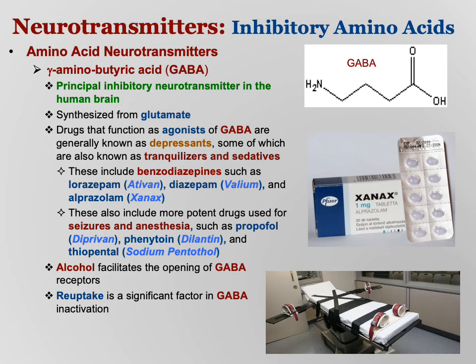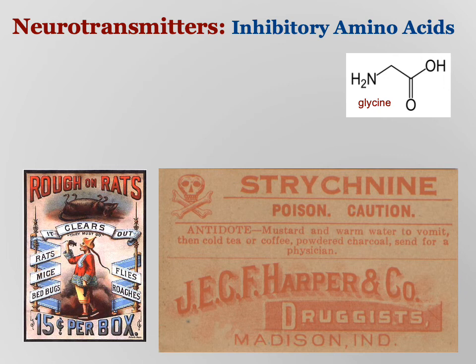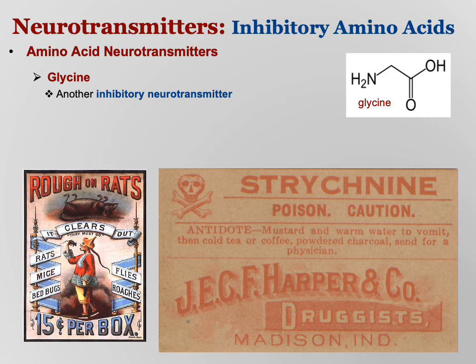Reuptake is another way you get rid of GABA. All right, is the way you do get rid of GABA. Okay? So that was GABA, an inhibitory. Next inhibitory is glycine. So once more, an inhibitory neurotransmitter.